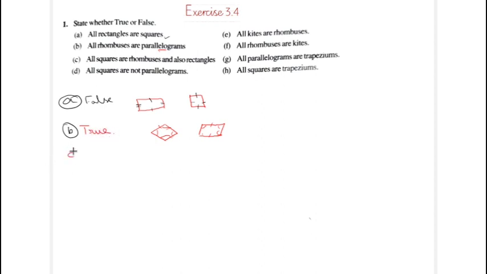Now number C. Number C is all squares are rhombuses and also rectangles. So first of all we will draw a rhombus and a rectangle. So what is a rhombus? In a rhombus all the sides are of equal measure and opposite angles are equal, and in a rectangle opposite sides are equal and all the angles are equal to 90 degrees. Now a square.